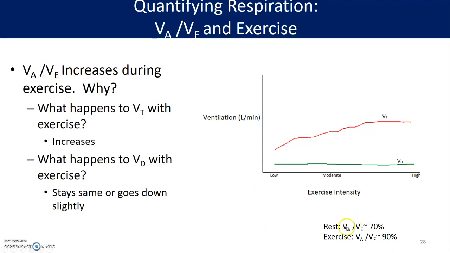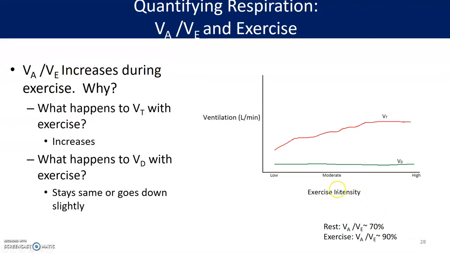So at rest, a ratio of like 70% is kind of right in the ballpark, right? If we have a dead space of 150 milliliters and a tidal volume of about 500 mils, we come out to a ratio somewhere around 70% of our ventilation actually making it down to the alveoli.